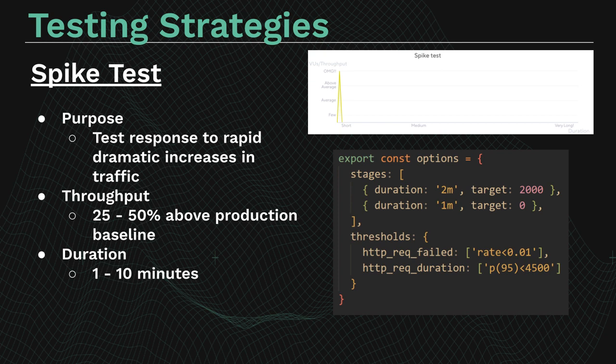But it should be substantially above what your production average is. Otherwise, it wouldn't be a spike. It would just be a normal day. And it probably shouldn't last more than 10 minutes.